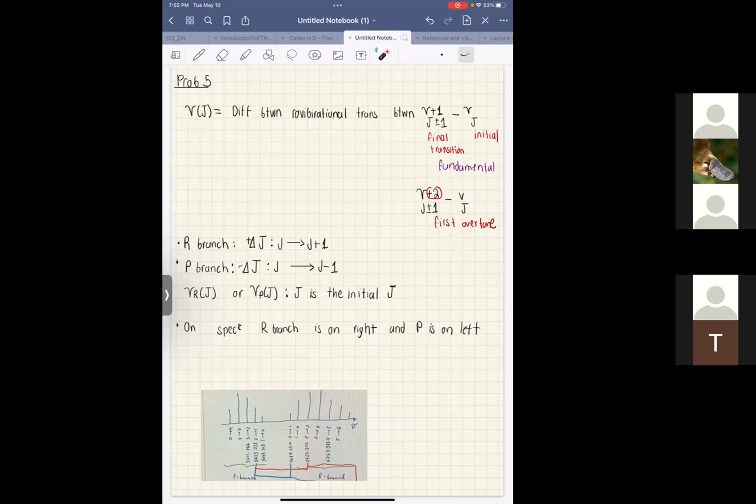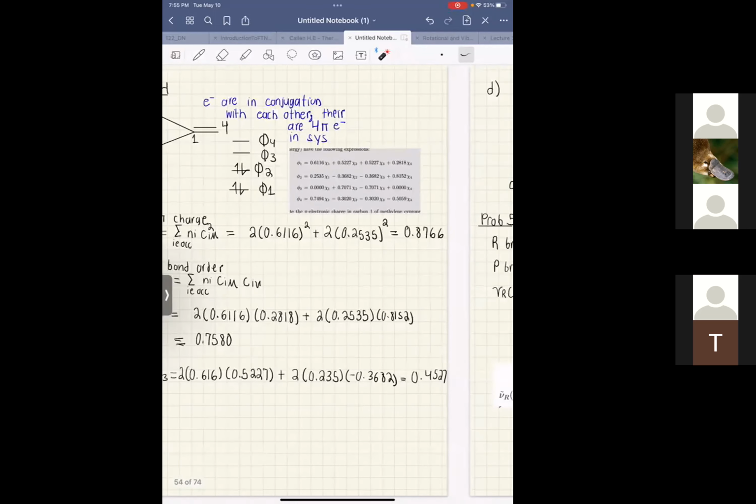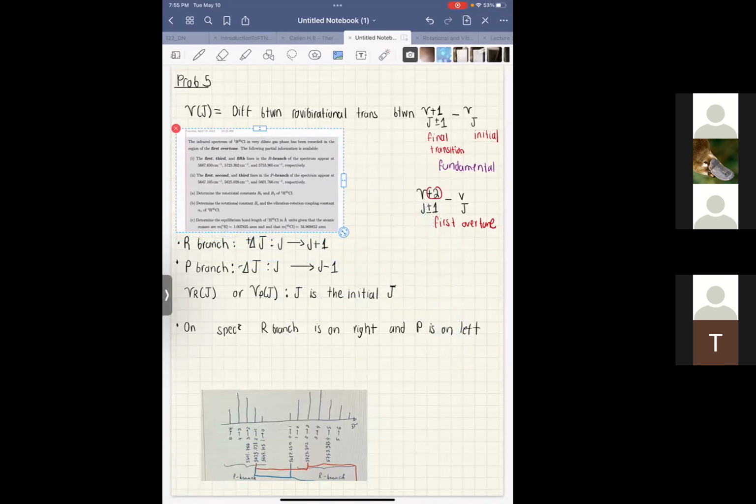So basically, what we need to do for this question is... did I paste it? Okay. For infrared of helium, hydrogen chloride, a very dilute gas phase has been recorded in the first overtone. So for this, it's for this transition.